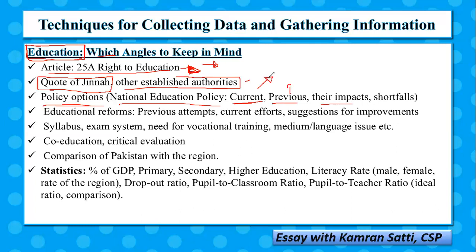And where can you find those recommendations? In various research papers or in newspaper editorials. Different authors evaluate the current education policy, discuss its shortfalls and how it can be improved. So the third thing when it comes to education should be policy options.